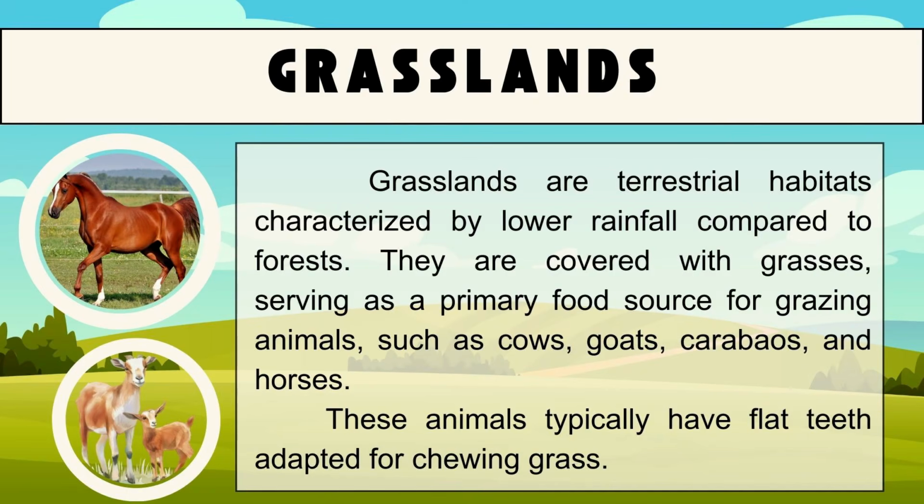Second type of terrestrial habitat is the grasslands. Grasslands are terrestrial habitats characterized by lower rainfall compared to forests. They are covered with grasses, serving as a primary food source for grazing animals, such as cows, goats, carabaos, and horses. These animals typically have flat teeth adapted for chewing grass.